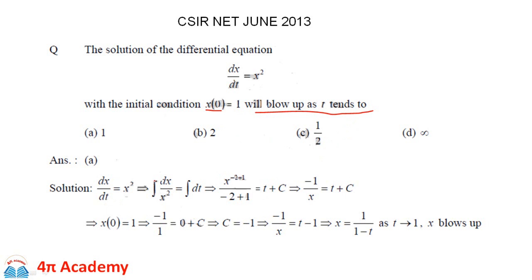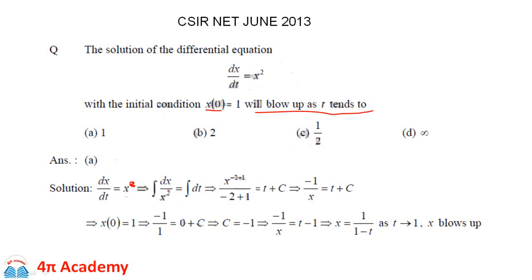So here first we separate the variables. If I take this x^2 on the left hand side, then it will be 1/x^2 dx = dt. And then we have to integrate it. So it will be integration of 1/x^2 dx equal to integration of dt.